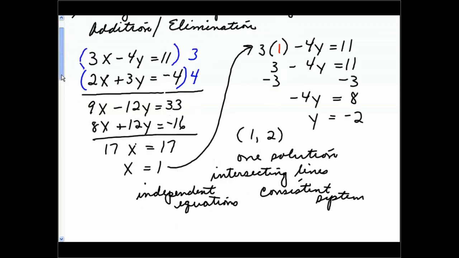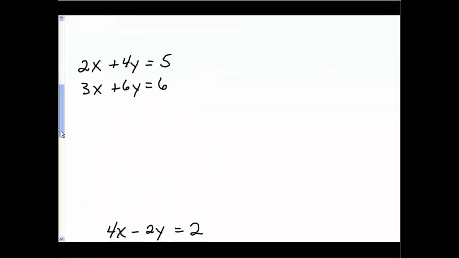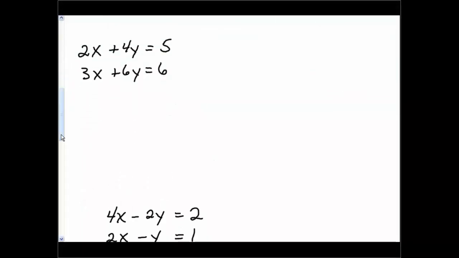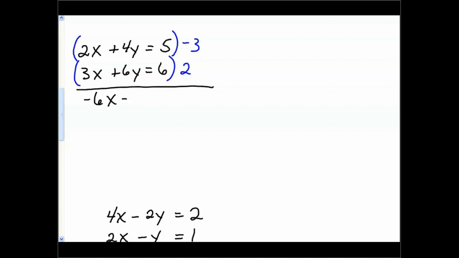The next example. Again we have two equations and we want to have additive inverses for one of those variables. So let's try removing our x variable this time. We'll need to multiply the first equation by, let's say, negative 3, and the second equation by 2. So we'll have negative 6x minus 12y equals negative 15. Then we have 6x plus 12y equals 12.